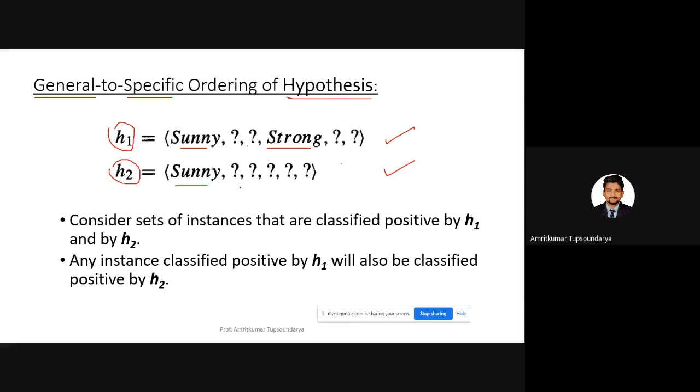Any instance classified positive by H1 will also be classified positive by H2. I hope you all agree, because H1 has more constraints and H2 has fewer constraints. So, in a nutshell, we can say that H2 is a more general hypothesis than H1. So H2 is more general than H1.